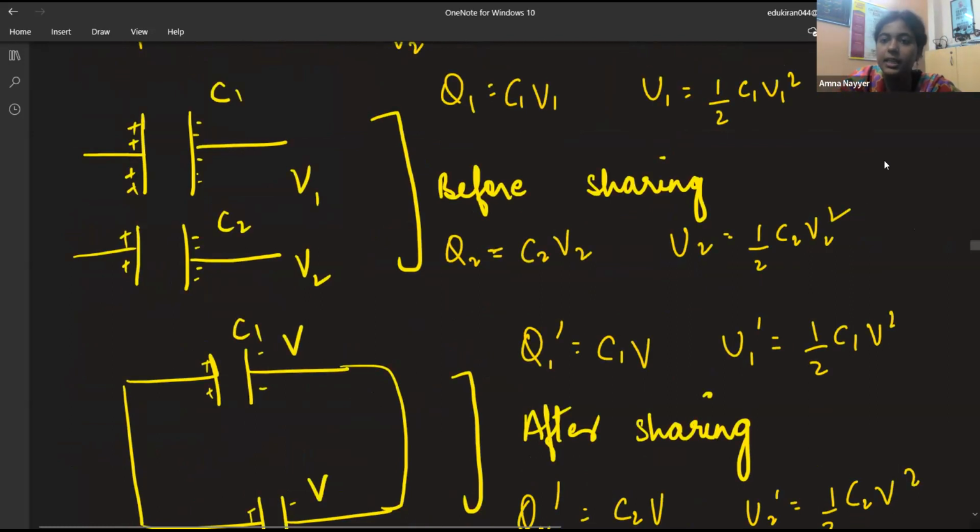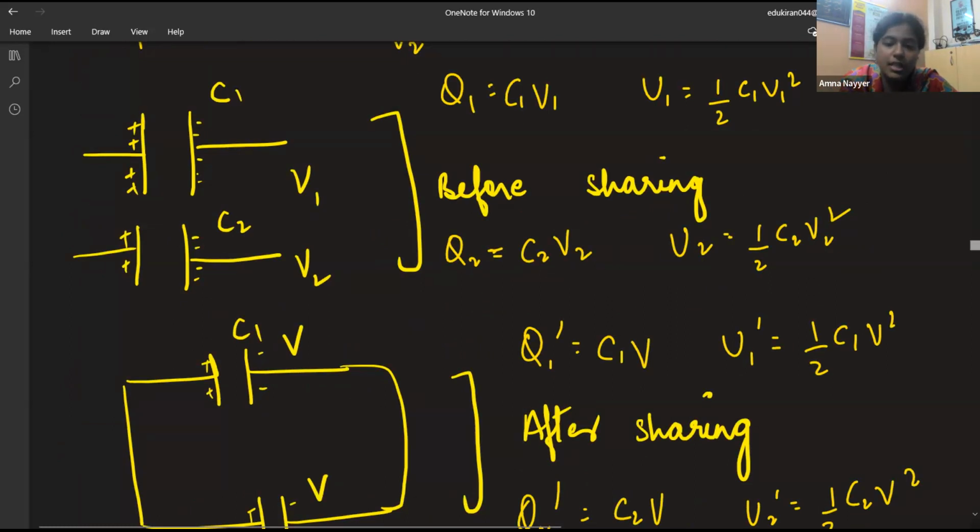Clear? Then initial charges are C1 V1 and C2 V2. Initial energy is half C1 V1 square, final energy is half C2 V2 square. Now after sharing of capacitors, once the charges have been shared, it means charges have moved, we have the same formulas with just a common potential, that is V.